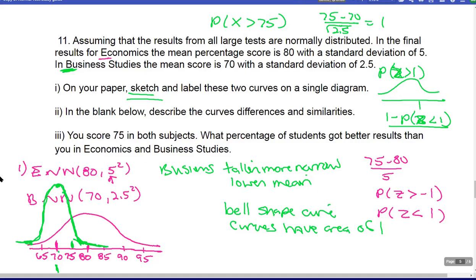So anyway, we could figure both of them out, but you can see here already there's going to be a whole lot more people above 75 in the pink graph than in the green graph. On the green graph, 75 is on the high end. There's not that many people that were above me. On the pink graph, more than half of the class is above me.